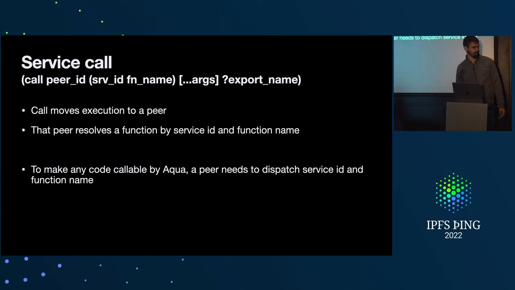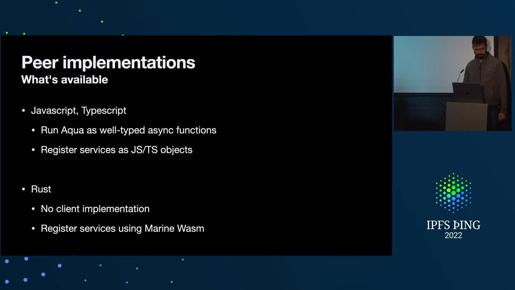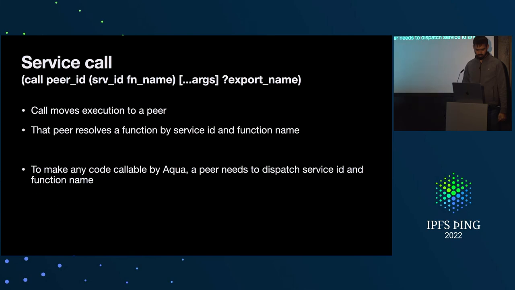This means that to make any code callable by Aqua, a peer needs to dispatch the service ID and function name to that call, to this function. Probably Alexei will show something about how it looks.